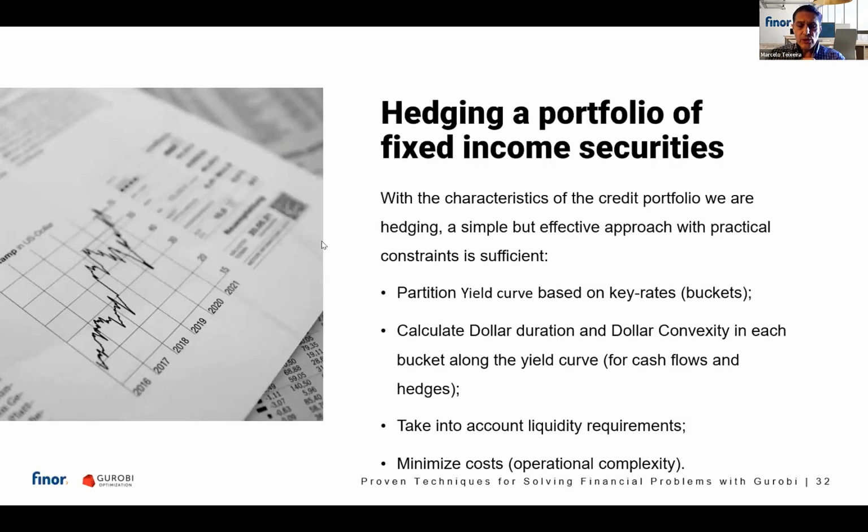So basically, we divide this problem into like 4 parts. First, we partition the yield curve based on key rate buckets spread throughout the curve. Then we calculate the dollar duration, dollar convexity, for each bucket along this curve, this partition. And for that, we took into account also the liquidity requirements on the hedging instruments we're going to choose to trade. And we try to minimize costs, that is, minimize operational complexity by not trading too many contracts and making this a nightmare for a trading desk.